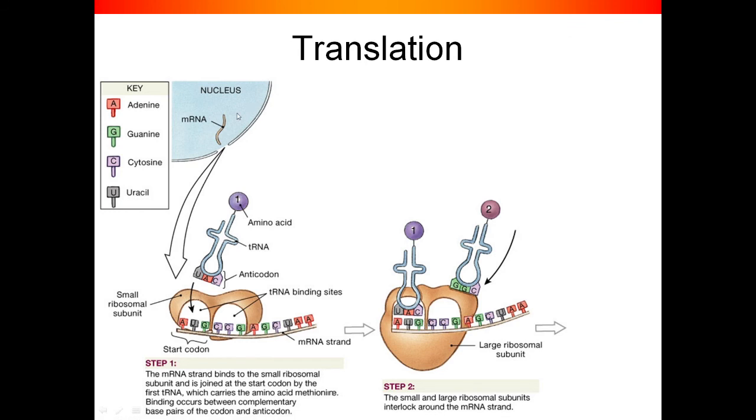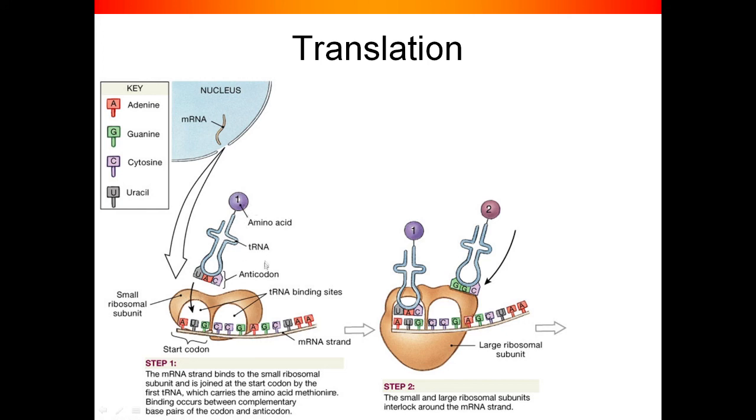Okay. So here we can see the messenger RNA strand going through one of those nuclear pores out into the cytoplasm. And what's going to happen is the small ribosomal subunit is going to bind to this messenger RNA strand at the start codon. And then what's going to happen after that is the large ribosomal subunit will bind to surround this messenger RNA strand, this copy, so it can read it and start adding amino acids to it.